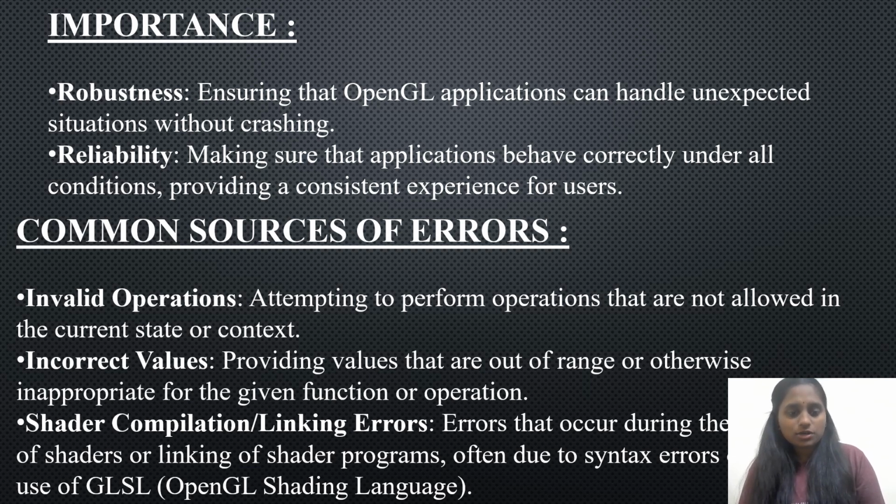Firstly, invalid operations. Invalid operations means attempting to perform operations that are not allowed in the current state or context. Second one is incorrect values, providing values that are out of range or otherwise inappropriate for the given function or operation. Third one, shader compilation and linking errors. Errors that occur during the compilation or linking of shader programs, often due to syntax errors in GLSL.